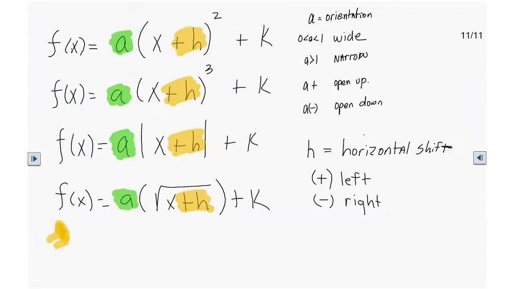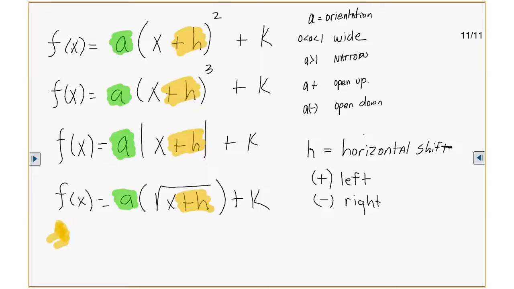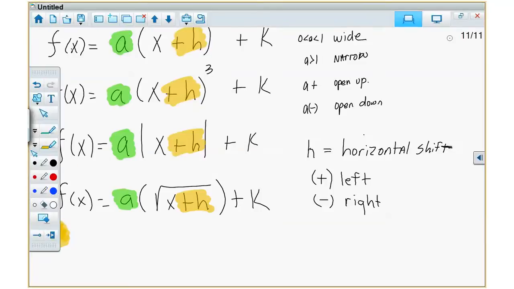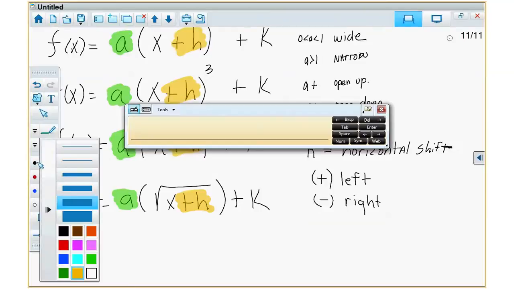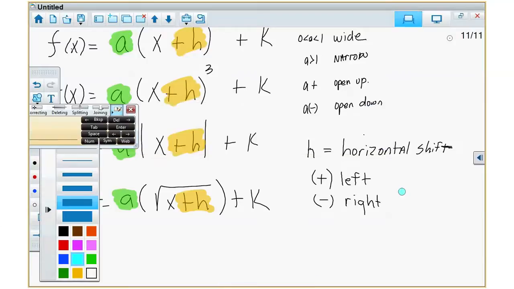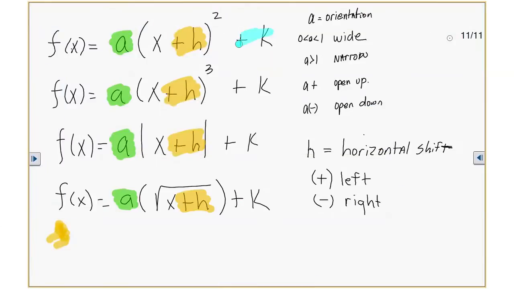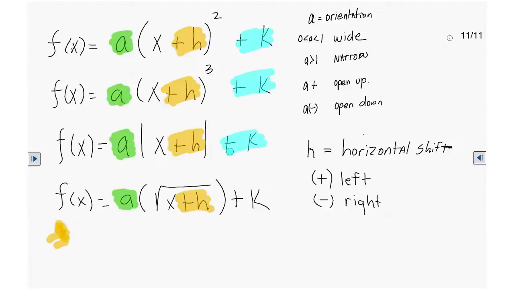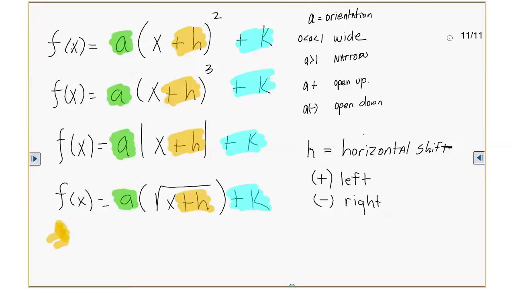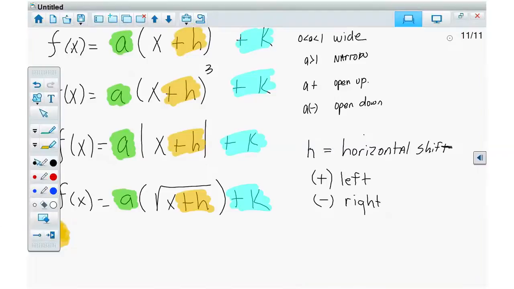Only time. What about K? What is K? Well, let's highlight K, in something different. It just came out arbitrarily. K, if you say that A is the orientation, and you say that H is the horizontal shift, then by law of deduction, what do you think K is? Vertical shift. Good. We have some people in here that can think. K is the vertical shift.